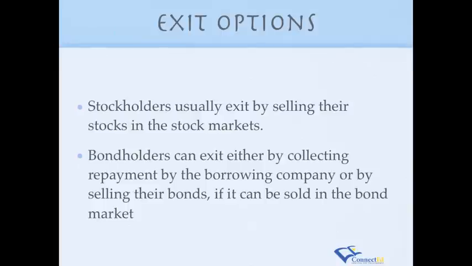So, for example, a bank loan would normally be squared off by a company by repayment. A bank loan could not be sold in the open market. On the other hand, if a company borrows by issuing bonds, the bondholder can still sell the bonds in the bond market as long as there is a liquid bond market available.